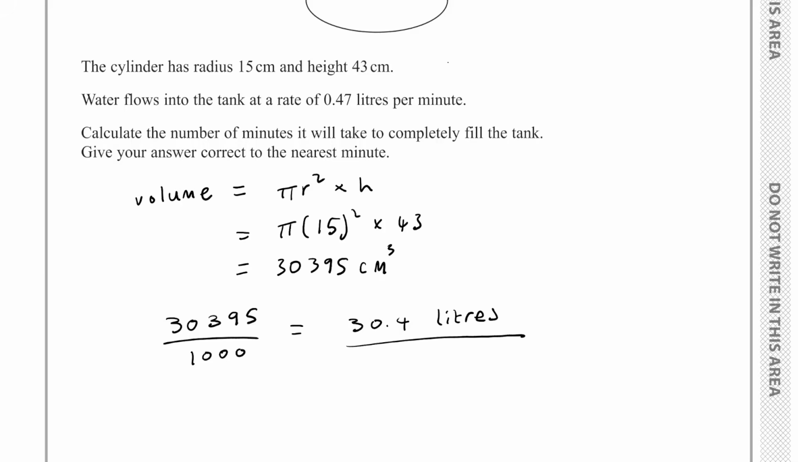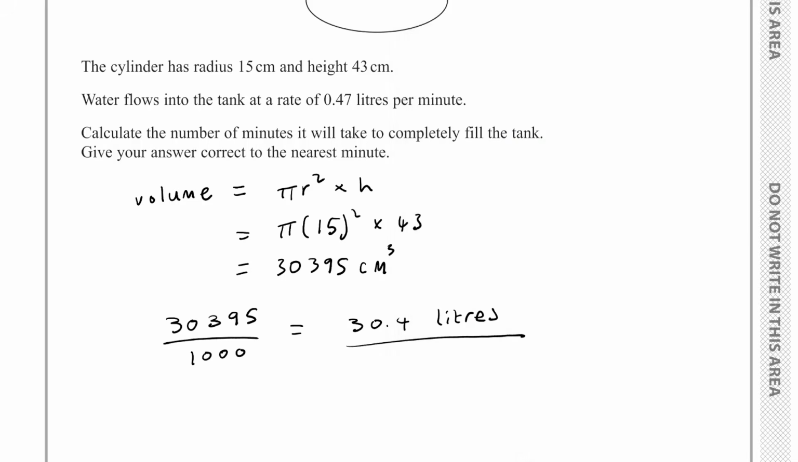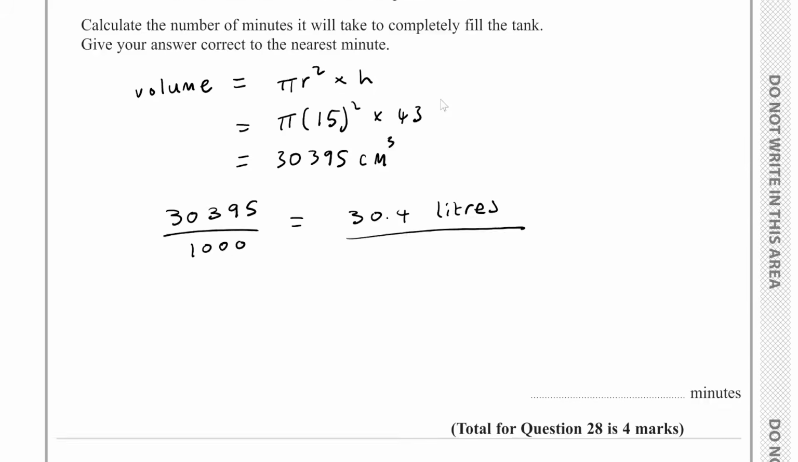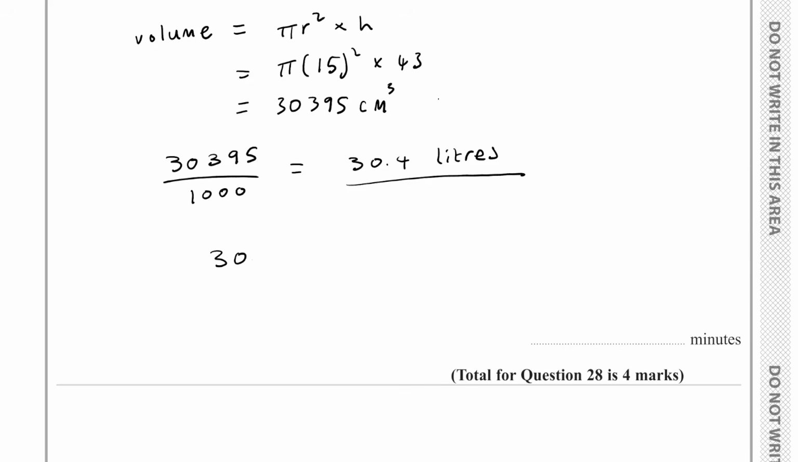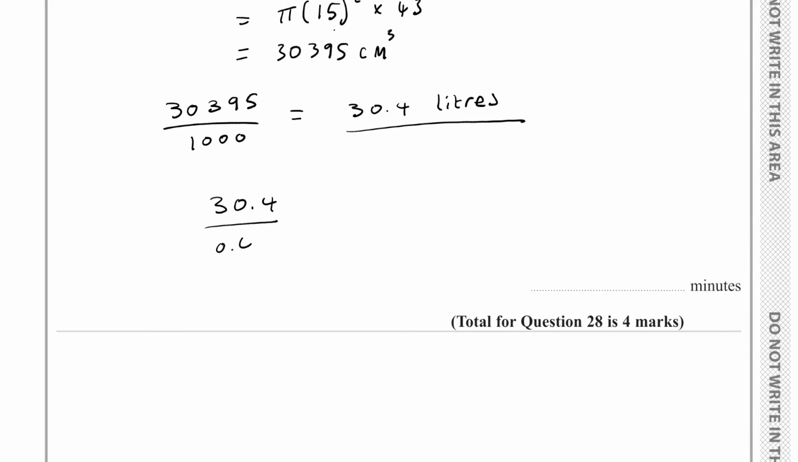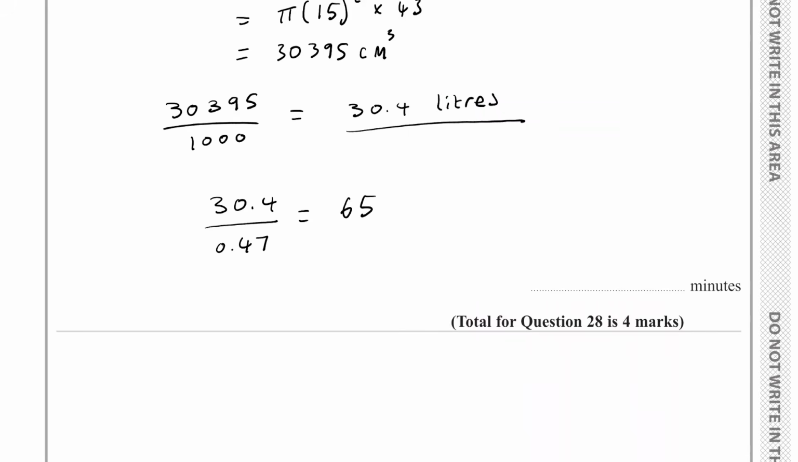And it's 0.47 litres per minute. So divide by 0.47 and it'll tell us how many minutes. 64.7. Or to the nearest minute, 65 minutes. So 30.4 divided by 0.47 is 65 minutes to the nearest minute.